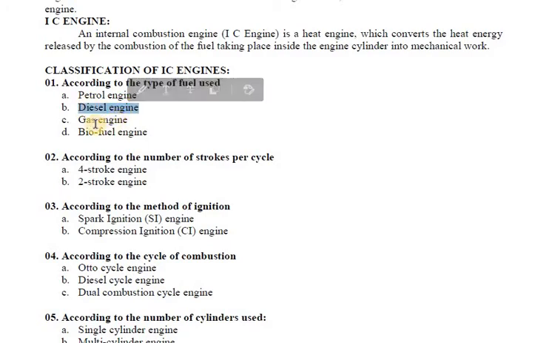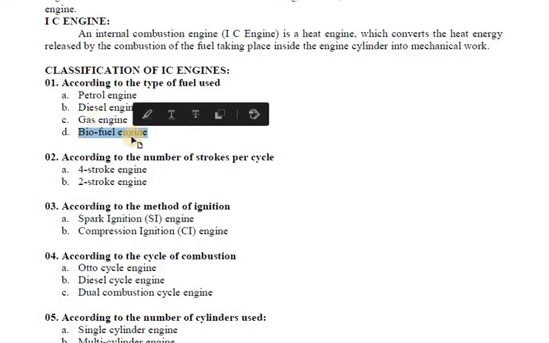And the gas engines. Gas engine means you can use any air or any burning gases in the engine to run the engine, to convert heat energy into mechanical energy. That is a gas engine. And biofuel engines, because nowadays we are concentrating on biodiesel as an alternate fuel. If in an engine you are going to use biofuel, then those types of engines are called biofuel engines.